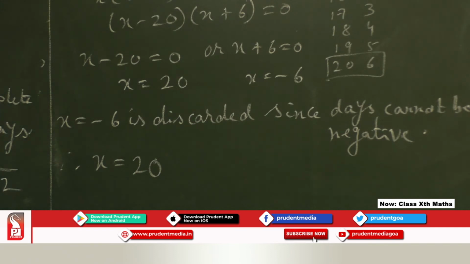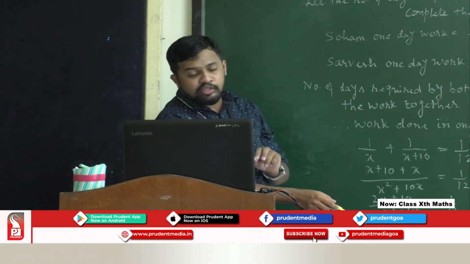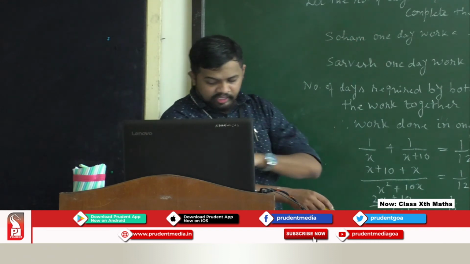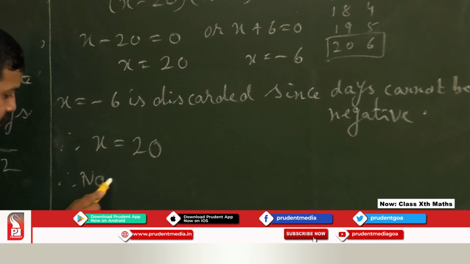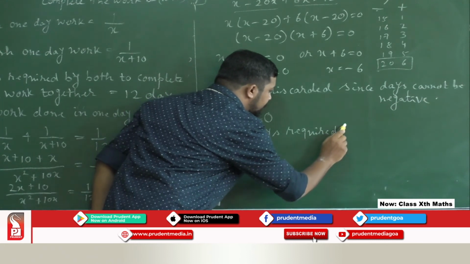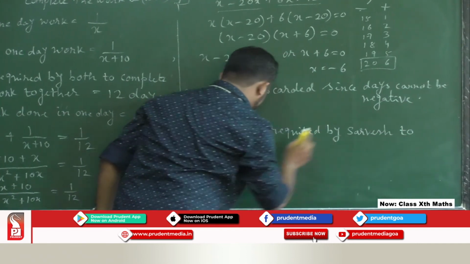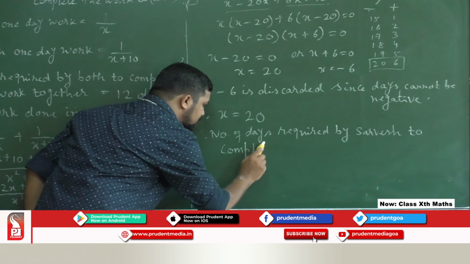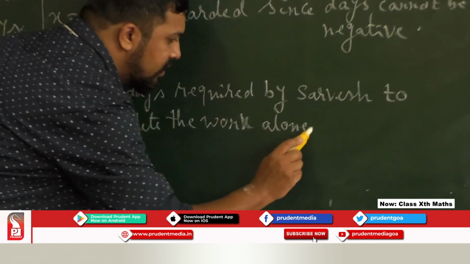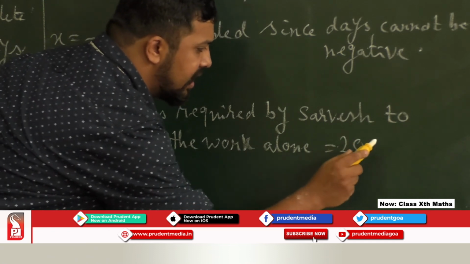Now what is asked in the question is, you are not asked to find the number of days of Soham. You are asked to find the number of days if Sarvesh works alone. So Sarvesh you have to find out. Therefore, number of days required by Sarvesh to complete the work alone will be x plus 10. x is 20. So 20 plus 10.